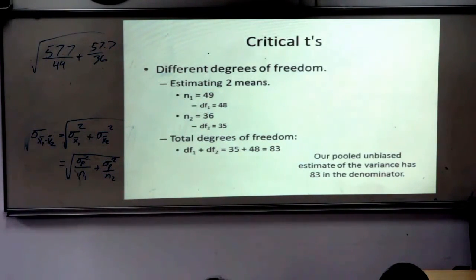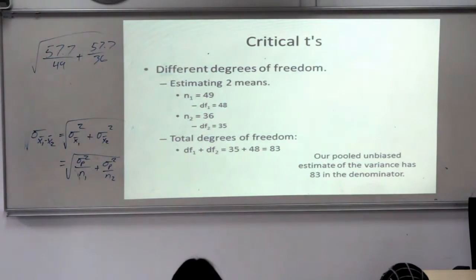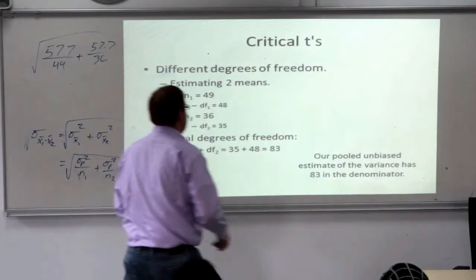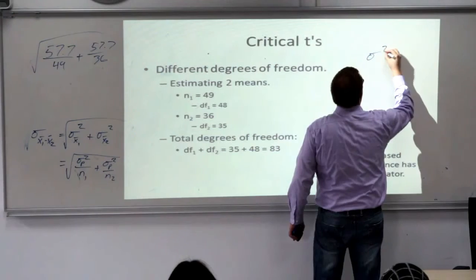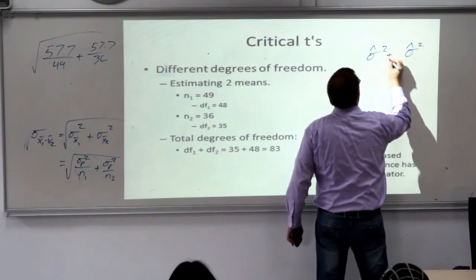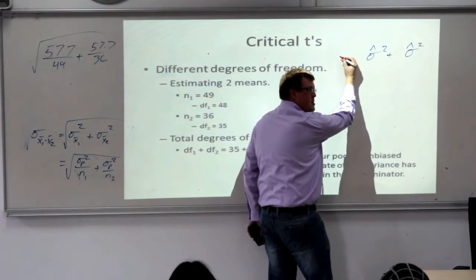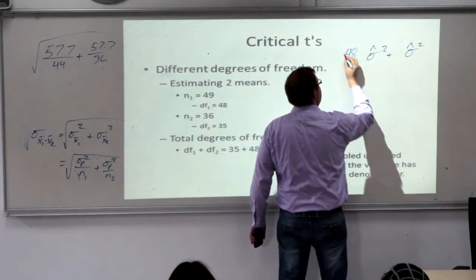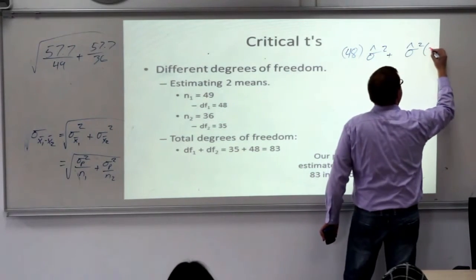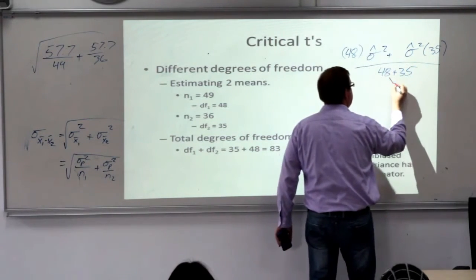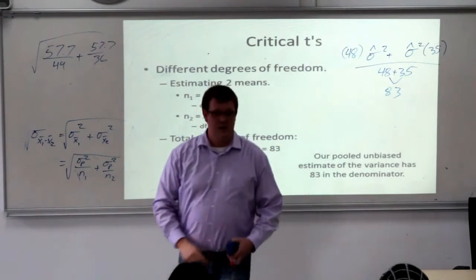Cool. So if you remember, our pooled unbiased estimate of the variance had 83 in the denominator. That was when we estimated the variance. We had, what was it? It was 49 minus 1, no, 48. Right, that was our n minus 1. And this was 35. And we had 48 plus 35. And this is 83. Cool.